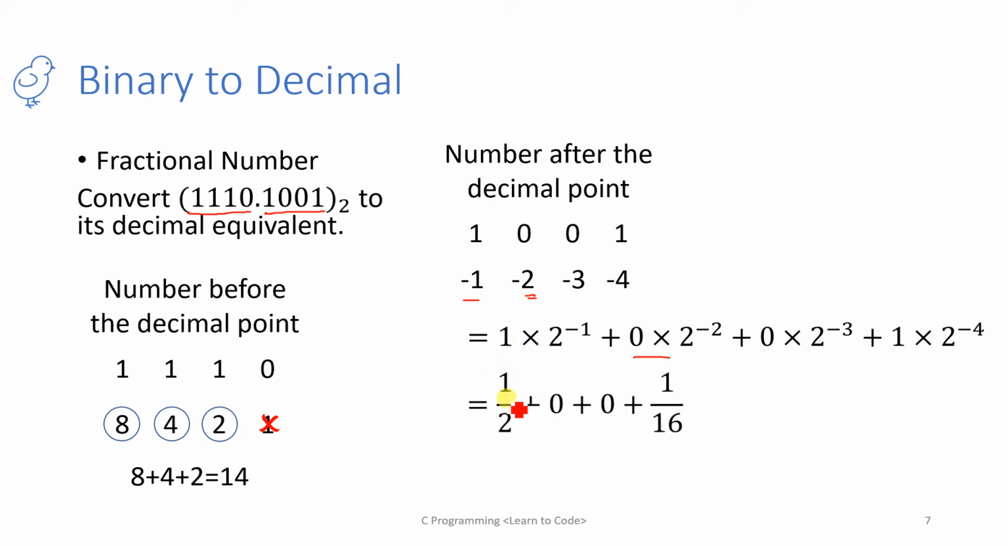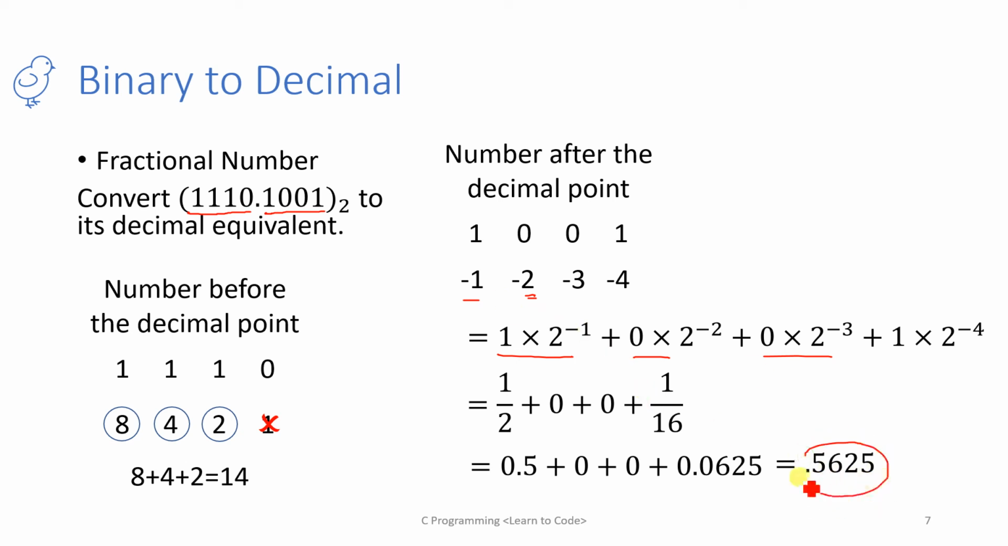So what did I get? I got 1 divided by 2 for this expression. This is 0 multiplied by anything, which becomes 0. This is 0 multiplied by anything, which becomes 0. This is 1 divided by 16. So 1 divided by 2 is 0.5 and 1 divided by 16 is 0.0625. Now add all these values. What will you get? You will get 0.5625. So this part will be the value after the decimal point, and this 14 is before the decimal point.